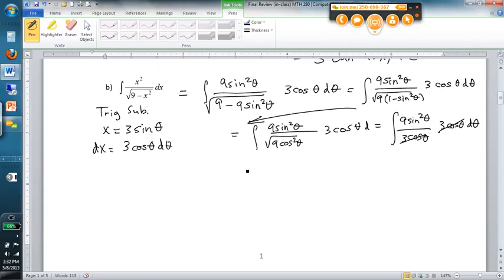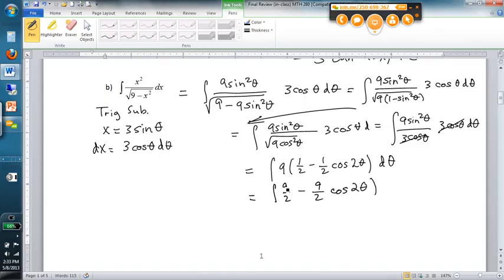what is the double angle for sine squared? It's on the sheet here. 1/2 minus 1/2 cosine 2 theta. So it's going to be 9 times 1/2 minus 1/2 cosine 2 theta, or 9/2 minus 9/2 cosine 2 theta. All right, so that's not too bad of derivatives. I guess we could just leave that 9 factored out there, but anyway.